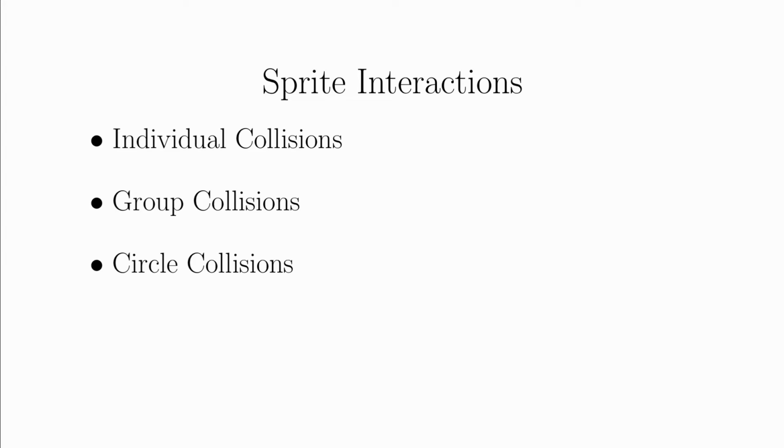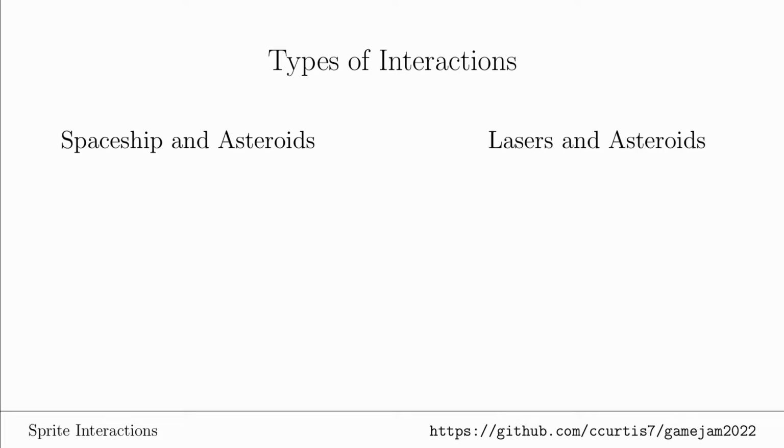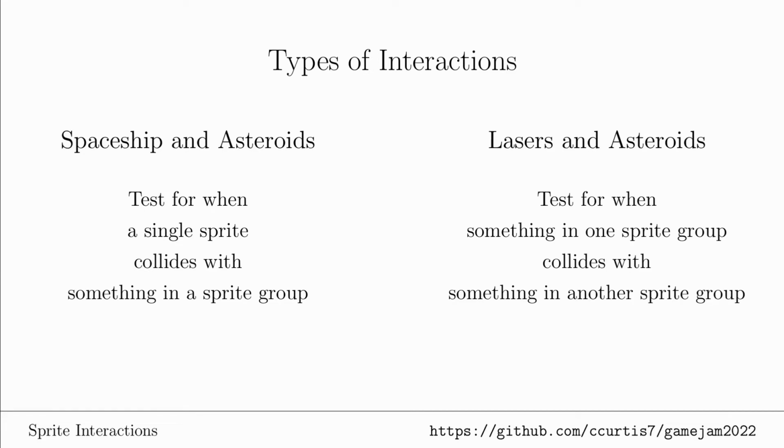At long last, we're going to create the interactions between the sprites so that our program starts to play like a game. At this point, there are two types of interactions we're looking at. The first is going to be the interaction between the player and the asteroids. The second will be the interaction between the lasers and the asteroids. The first type of collision is between a single sprite and a group of sprites, whereas the second is a collision between two groups of sprites.